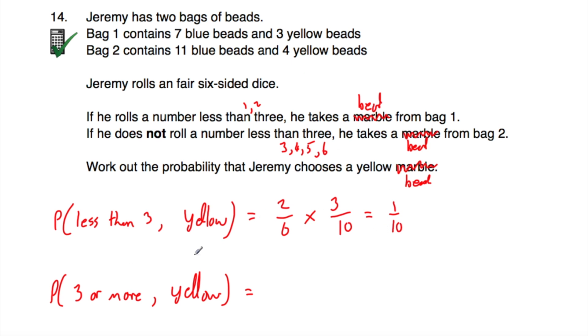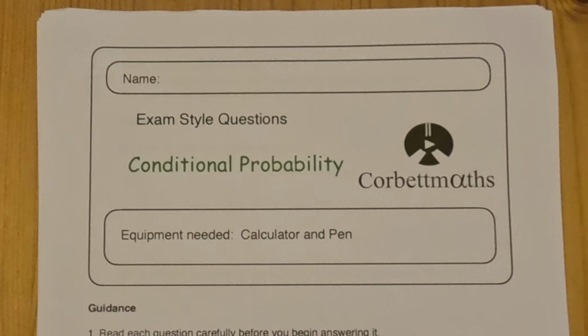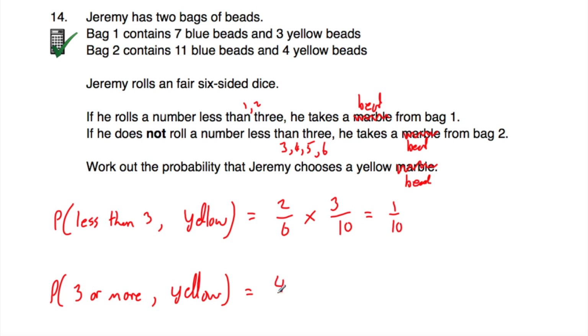Okay, now let's look at the other option, that he rolls a 3 or more. There are 1, 2, 3, 4 possible numbers on the dice that would work there. So the probability that he rolls a 3 or more will be 4/6. And then we're going to multiply that by, when he rolls that number that's not less than 3, so whenever he rolls a 3 or 4 or 5 or 6, he then picks a bead from bag 2.